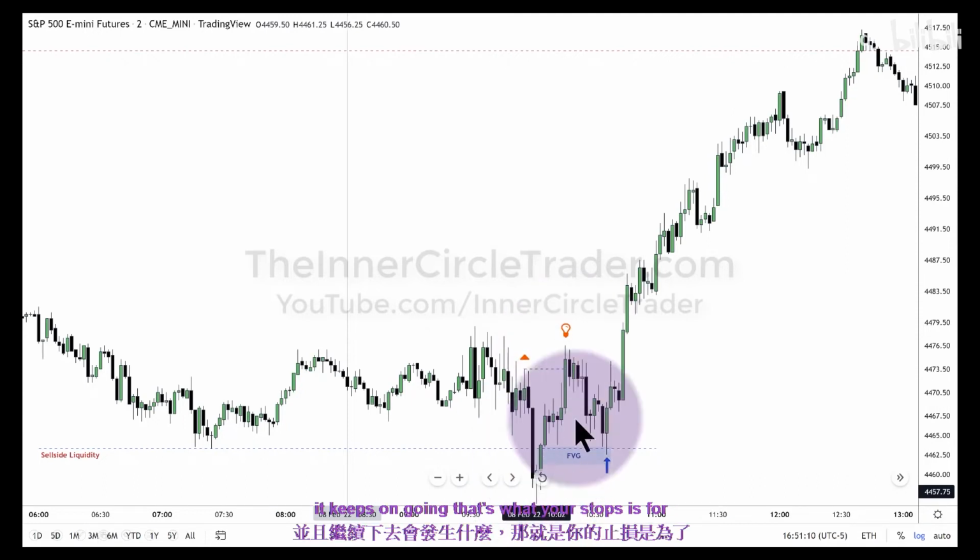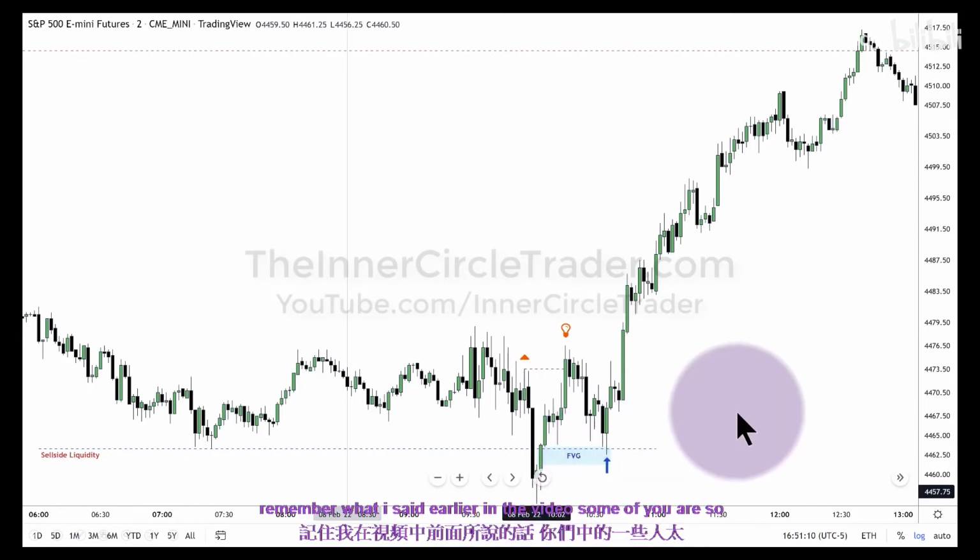Oh, but what happens if it goes down there and it keeps on going? That's what your stop is for. Remember what I said earlier in the video? Some of you are so new, in your infancy as a speculator and trader, it's getting in the way of sound logic. Because what you're thinking is there's a way for you to trade and never take a loss. There's a way for you to somehow, and this is nowhere near true, enter the market and your stop never needs to be placed because you're right.